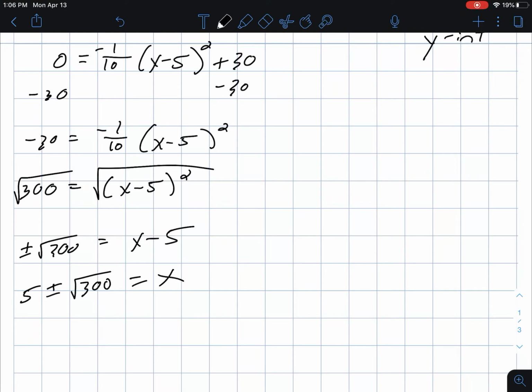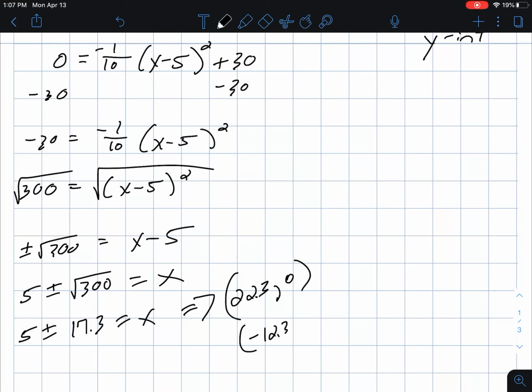Okay, now that still doesn't mean much as a number. 5 plus or minus the square root of 300. So this is one of those instances where we go ahead and go to a decimal. And that is 17.3. And then remember, you're talking both plus and minus. So 5 plus 17.3 is 22.3, and that's one of your x-intercepts. 5 minus 17.3 is a negative 12.3. And you can just do these on the calculator. Those are going to be my x-intercepts.